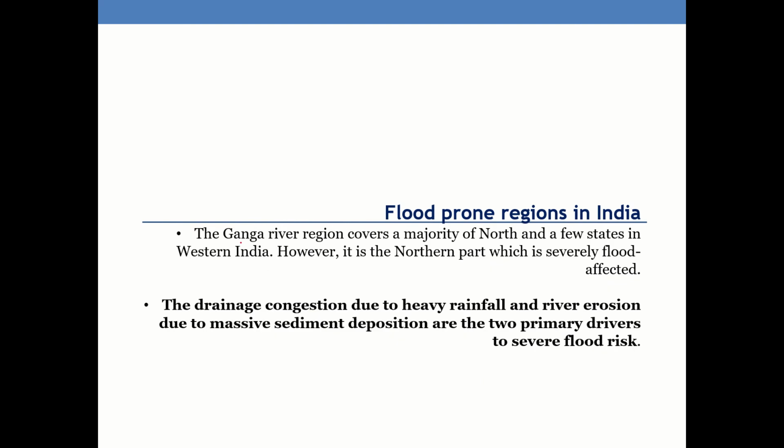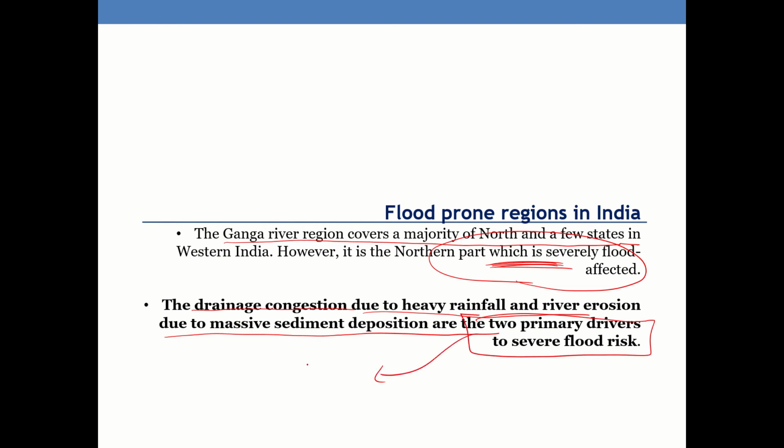Okay, so the Ganga river region covers a majority of northern part of the country and a few states in the western part of the country as well. However, in the northern part is where we get primarily the severe floods. The drainage congestion due to heavy rainfall and river erosion due to mass sedimentation deposition are two primary drivers for severe floods in this particular region. So based on the study, there can be many reasons for the floods.